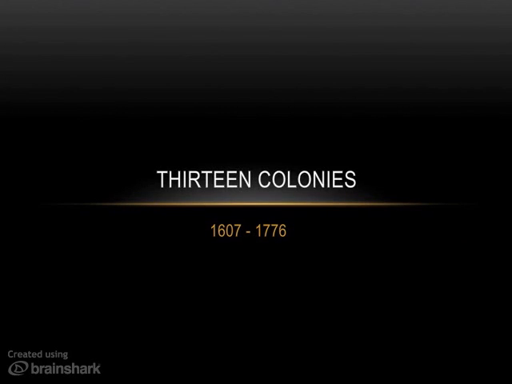So far, we have talked about why European explorers came to the New World and began colonies. Today, we're going to focus on two of the first English colonies in the New World, Jamestown and Plymouth. We'll also look at the general characteristics of the colonies and how those characteristics are used to place the colonies into one of three regions, the New England, Middle, or Southern colonies.